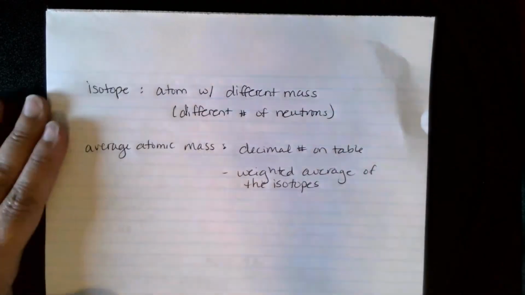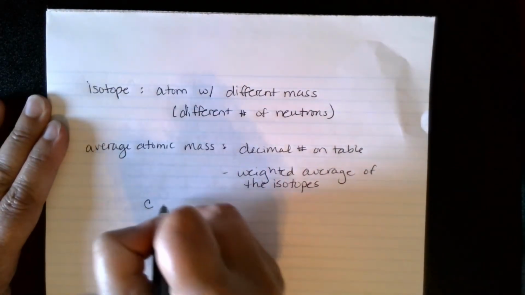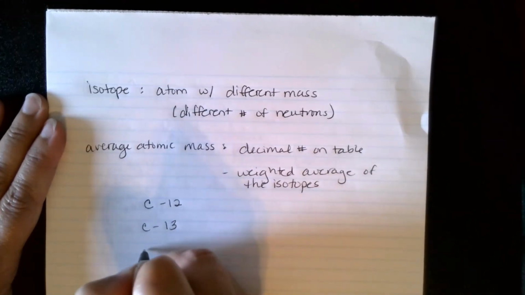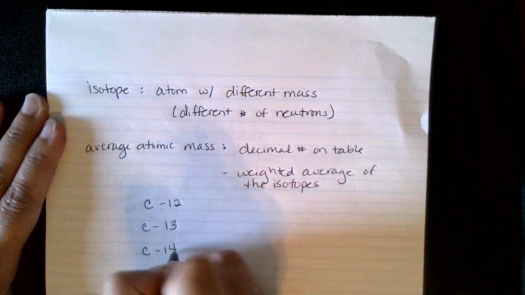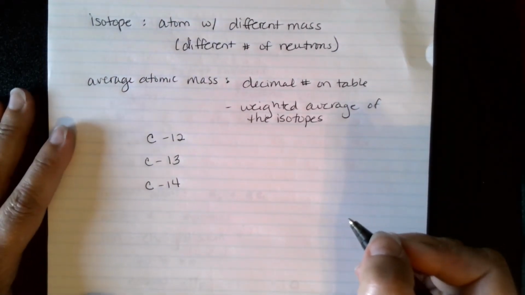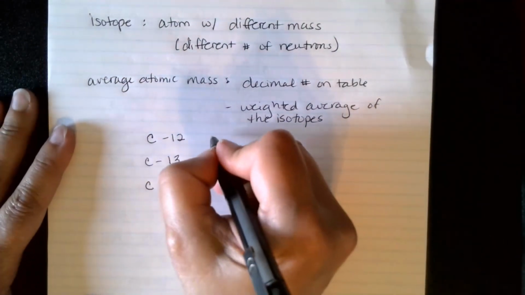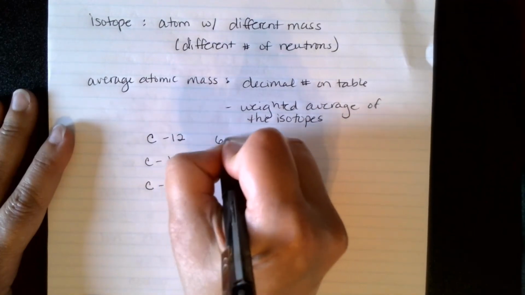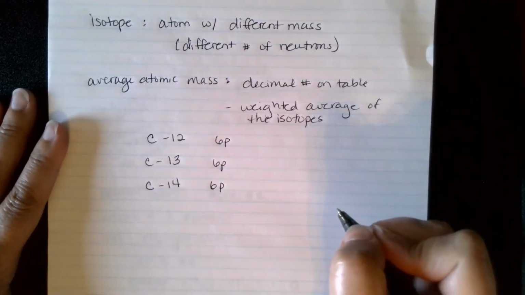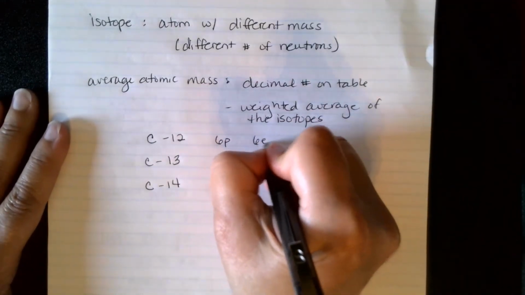So for example, carbon has 3 isotopes. There's carbon 12, carbon 13, and carbon 14. Carbon 14 is the one that you hear about for isotopic dating. Now, all of these are carbon, which means they have 6 protons. Okay, and if these are neutral, then that means they would all have 6 electrons.